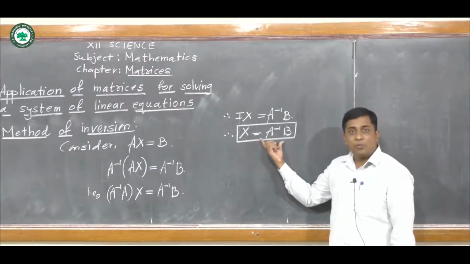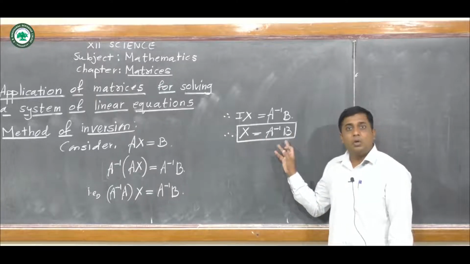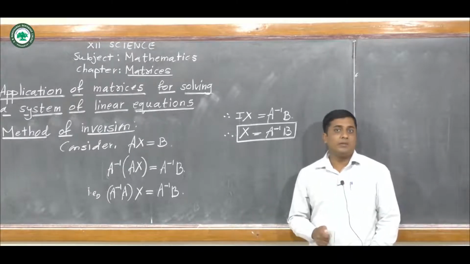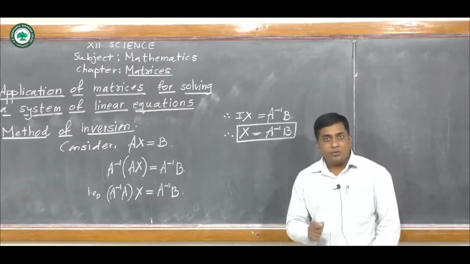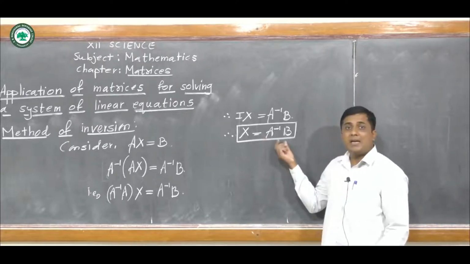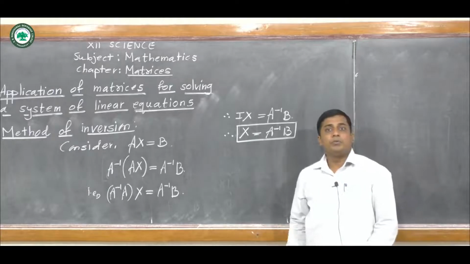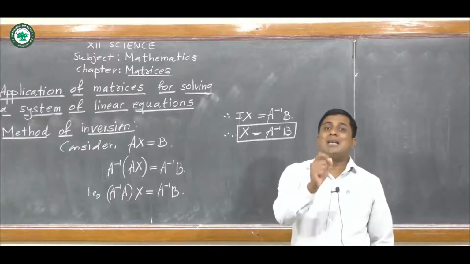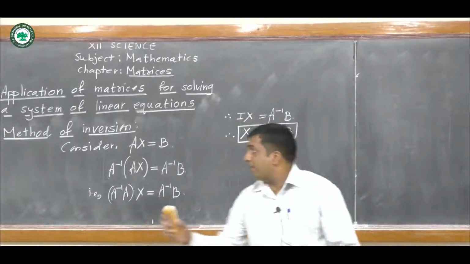So try to remember this equation. This form is very important: X is equal to A inverse B. If a system of linear equations is given, then firstly we find the inverse either by using the transformation method or by using the adjoint method. After finding A inverse, we substitute A inverse and B in this equation and we find the values of the variables. So this equation gives the required solution. Okay, so we go with our first example.